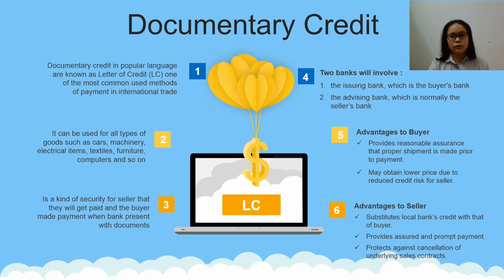Usually, there will be 2 banks involved, which are the issuing bank, also known as the buyer bank, and the advising bank, which is normally known as the seller bank. An advantage of the documentary credit is that the buyer will get reasonable assurance that proper shipment is made prior to the payment. Next, the buyer may also obtain a lower price of product due to the reduced credit risk for the seller. While the advantage of the documentary credit to the seller is that it provides assured and proper payment and protects against the cancellation of the underlying sales contract.